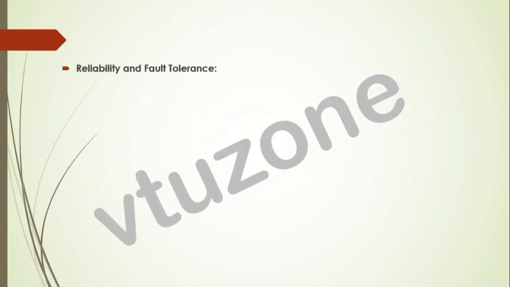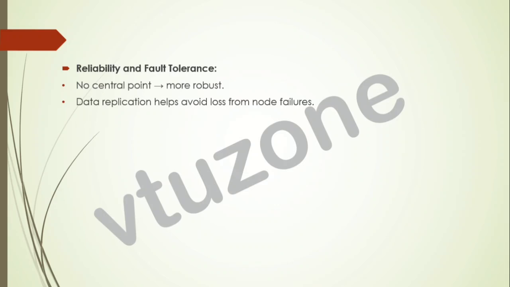The next is reliability and fault tolerance. See, no central point, because there is no one main server. The network is strong and it won't break easily if one peer fails. Then data replication helps avoid loss from node failures. Copies of important data are kept in many places to prevent loss if one computer goes offline. Still, managing a decentralized system is difficult.